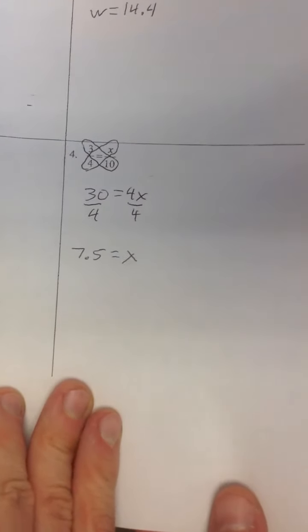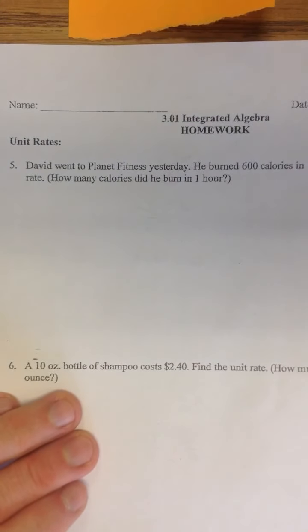Let's take a look at the back where we've got some of our word problems. All right, so on the back we've got unit rates. Now the important thing to remember about unit rate is it always means for one of something. 1 ounce, 1 hour, 1 whatever, it's always one of something.